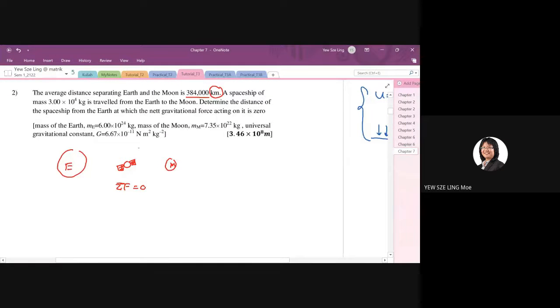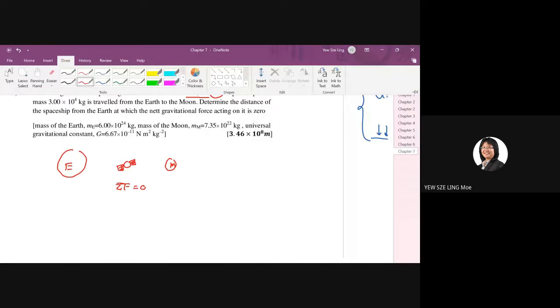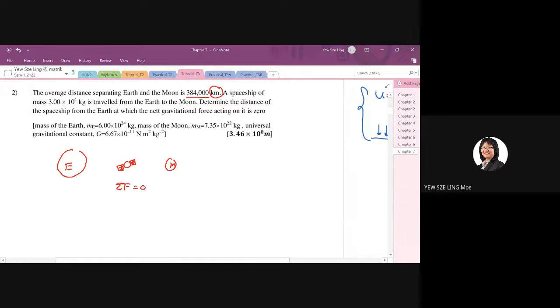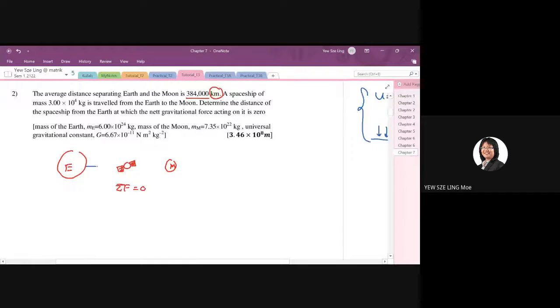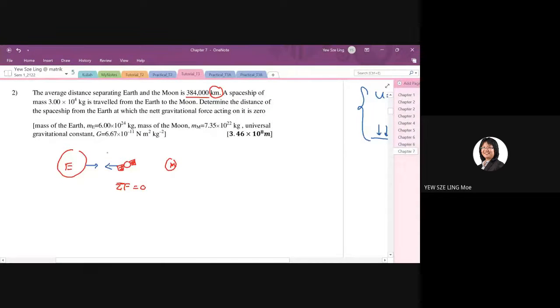Because if you look at the definition of gravitational force, it tells you whenever there are two masses, there must be an attractive force between them. Which means there's an attractive force between the Earth and the spaceship, which I'm going to call Fe, and there's another attractive force between the spaceship and the Moon, Fm. We ignore the force between Earth and the Moon because our object is the spaceship.